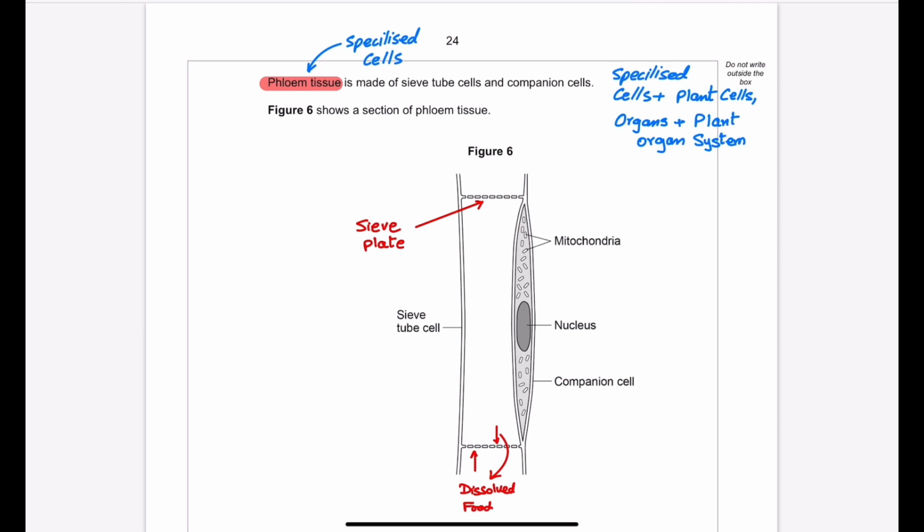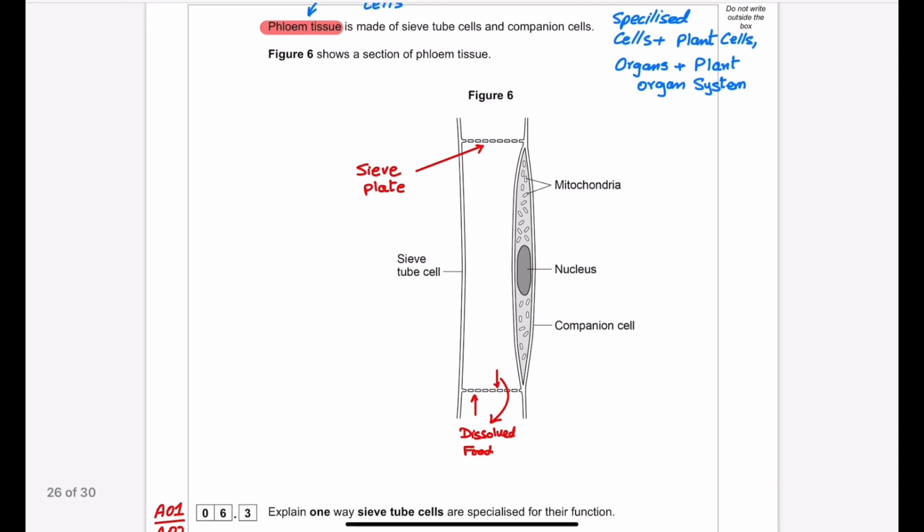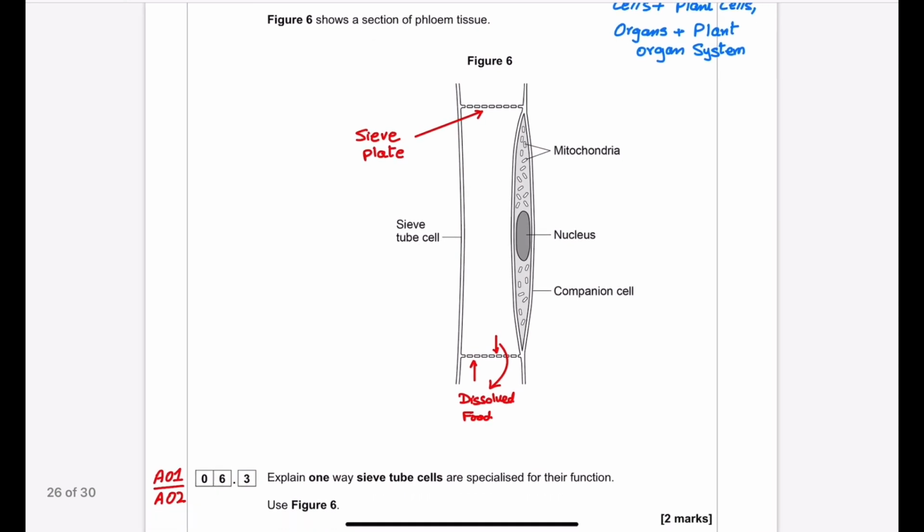The sieve plates have a lot of holes present here so that the dissolved sugar can move up and down throughout the sieve tube in different parts of the plant. Now we are going to see the question. 6.3 is an AO1 and AO2 question, and it is a two-mark question. Explain one way sieve tube cells are specialized for their function. Use figure number 6.